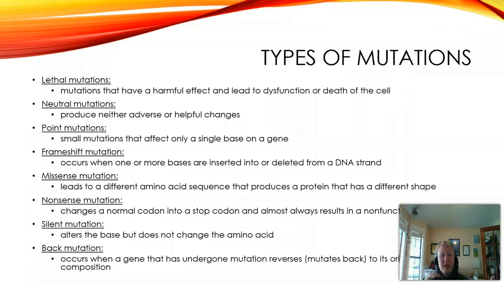You have nonsense mutations, and this is where a stop codon gets inserted in the middle of the protein, so the sequence isn't nearly as long. Say the protein is supposed to be 100 amino acids long, it may only be 10 or something like that. So that's a nonsense mutation. Then we have the silent mutation, where the wobble base can be affected, but it doesn't actually change the amino acid. So it's supposed to be arginine, still arginine. Then we have a back mutation, and this is where a mutation goes back to what the original sequence is supposed to be.